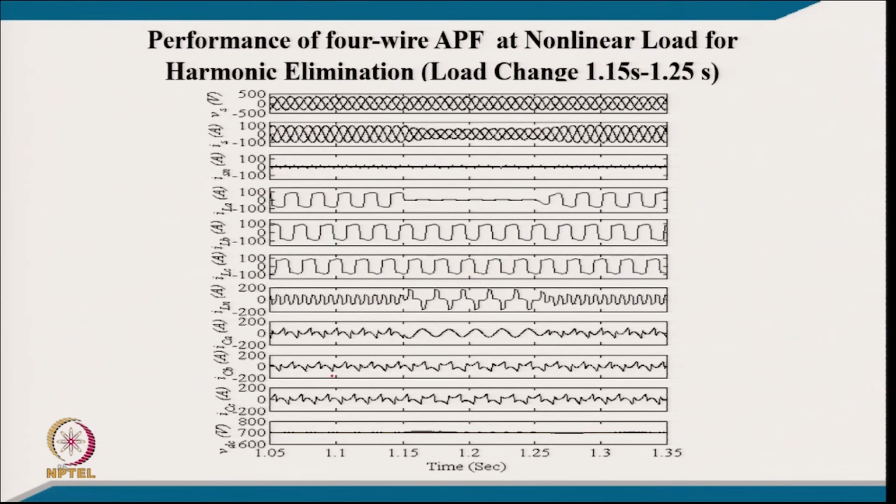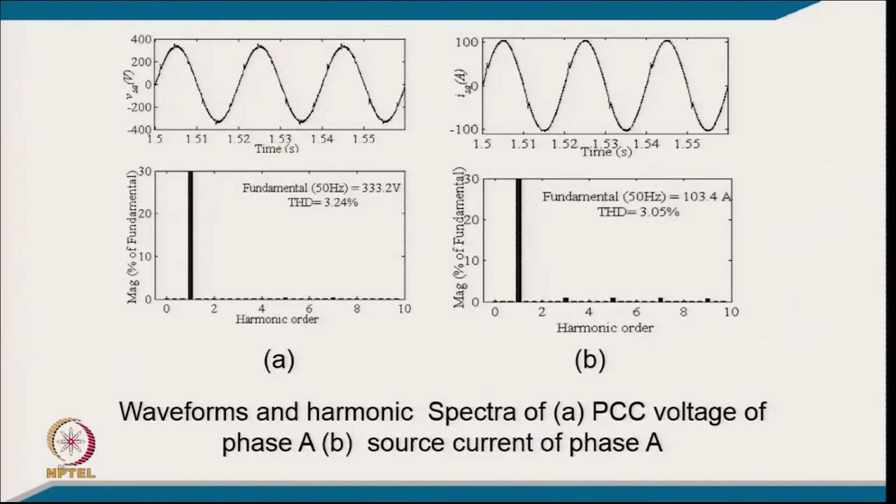So, it provides neutral current compensation, harmonic elimination as well as load balancing in this 3-phase 4-wire system. And you can see the voltage THD was 3.24 at the point of common coupling, but the source current THD, or supply current THD, is only 3.05%, it is a sine wave.